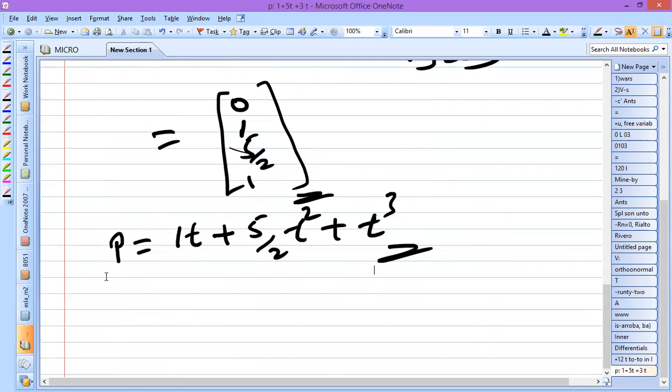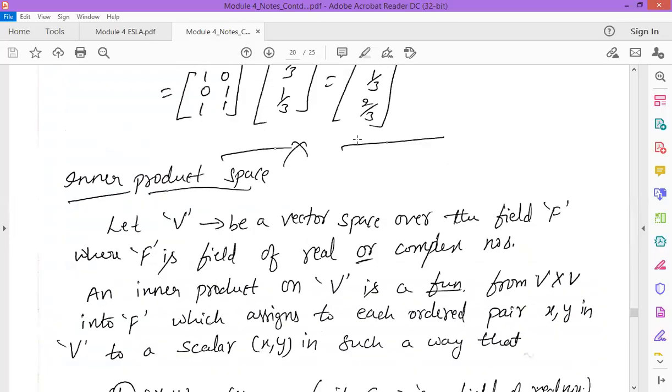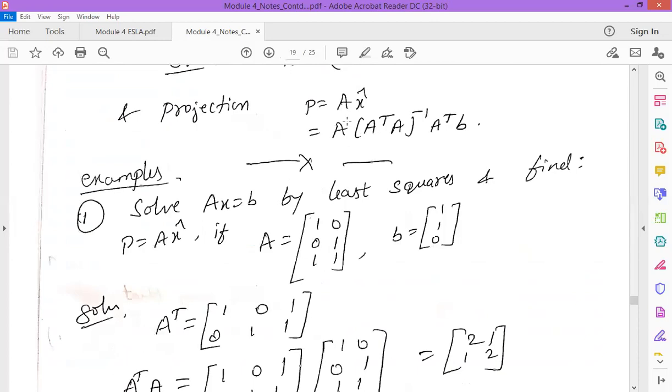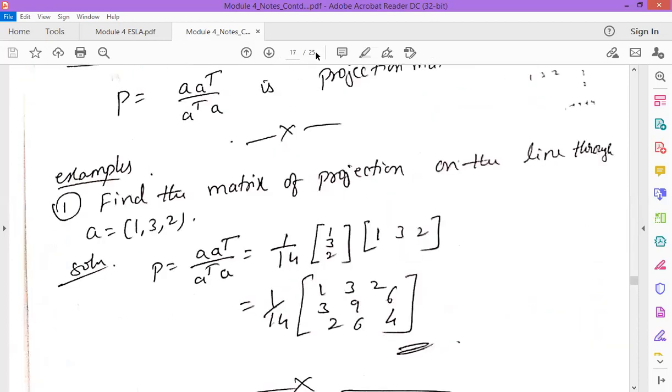So now we'll take the problems on the projection. I'll just explain the projection problem. First problem I'll explain, the remaining problems we will solve here. This is a least square problem, not required. Okay.